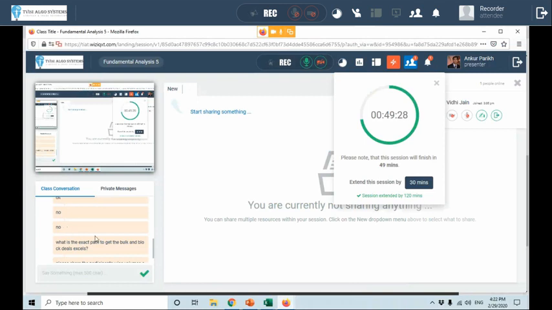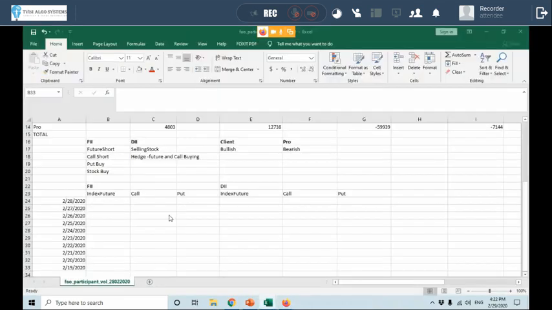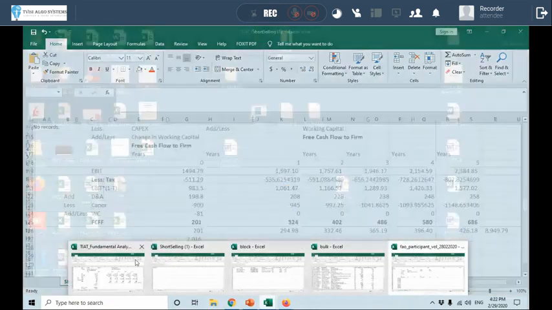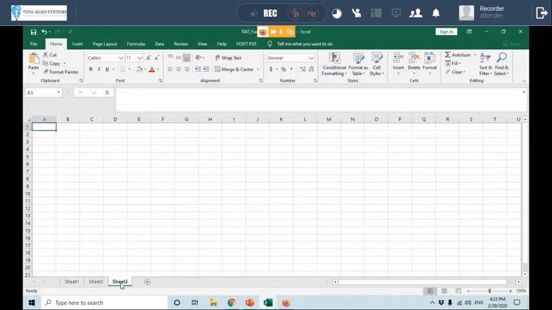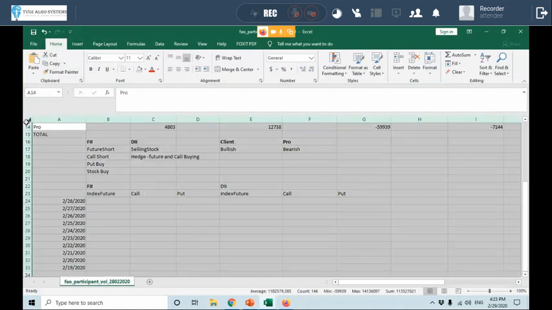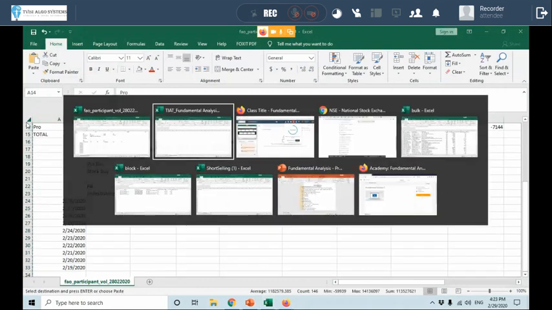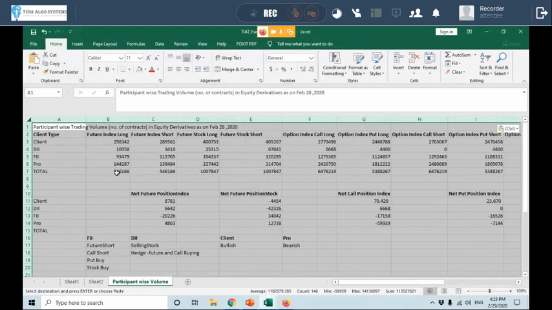What is the exact path to get the bulk and block deals Excel? Okay, please share the participant wise volume analysis Excel with us. This is our participant wise volume. This is done.